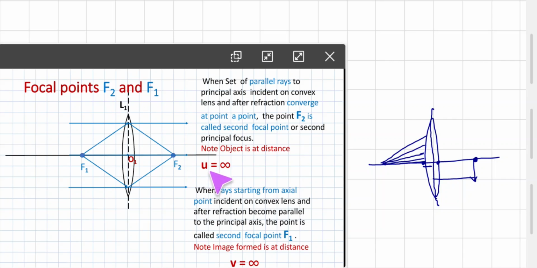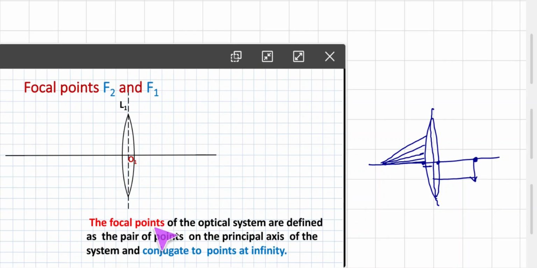So in this case, remember that the object is at infinity and rays are meeting at point F2, and here the object is at the focal length. The image formation is at infinite distance because the rays go parallel, and parallel rays form the image at infinity.